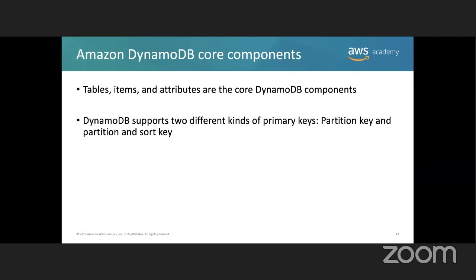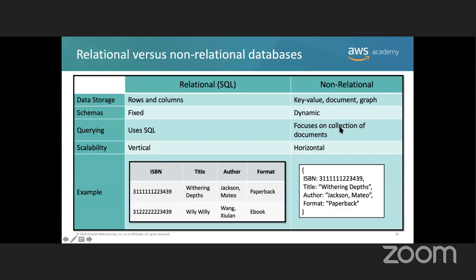It supports two different kinds of primary key. You have partition key, and partition and sort key. Okay, so you can have partition key only or partition and sort key. Okay, that's possible too. Usually the sort key is a key that can be sorted, like a date, maybe a date of birth, a date for an event, things like that can be sorted by date, something like that.